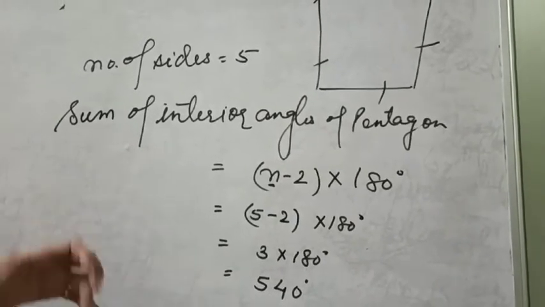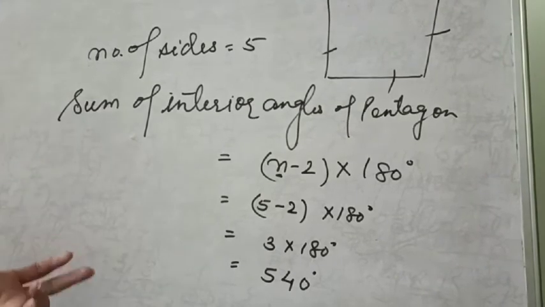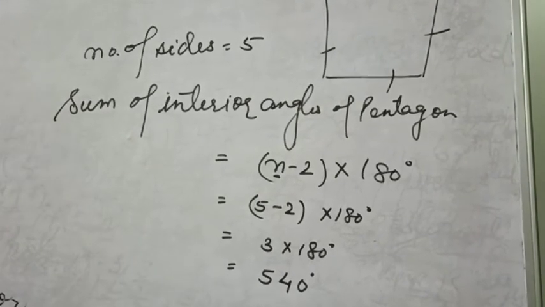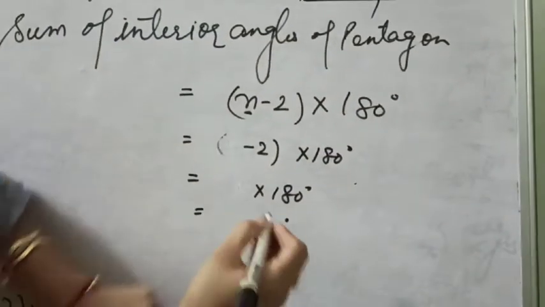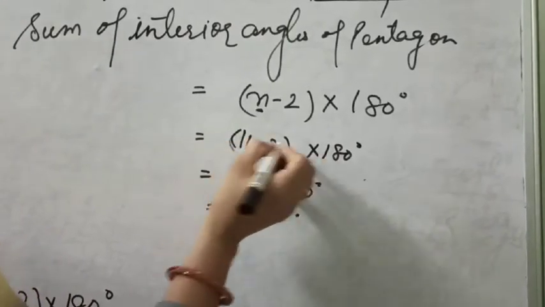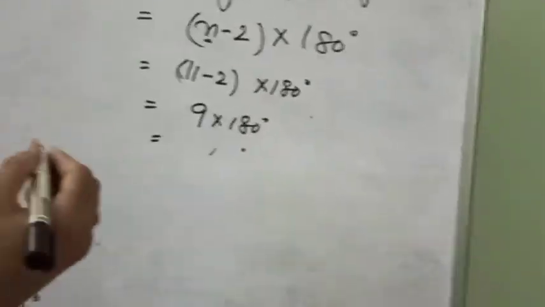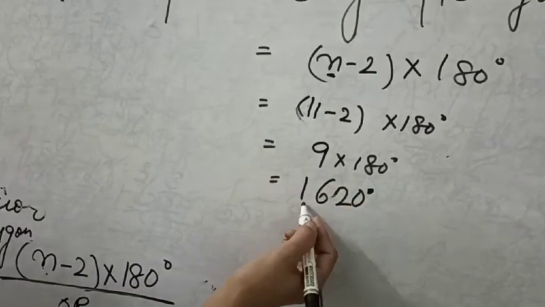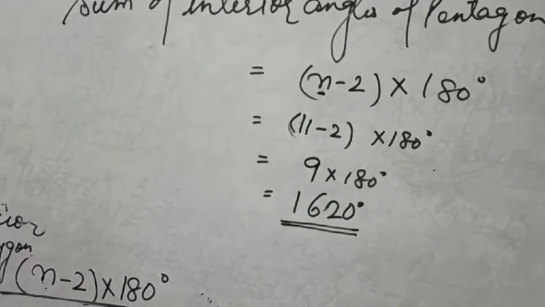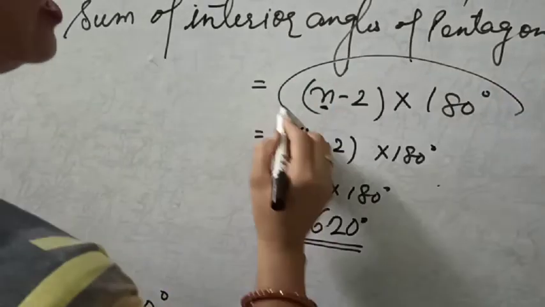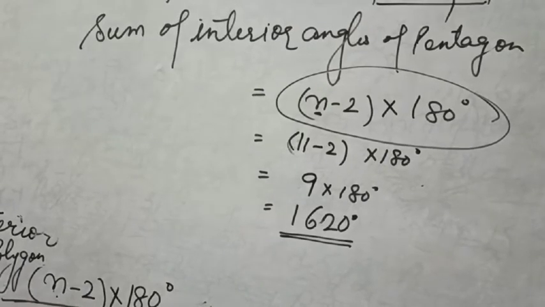Now suppose you have some other polygon. It's given to you that it's an 11-sided polygon. So what will be the sum of interior angles of that polygon? In case I have given you the number of sides as 11, the formula remains the same. So the changes are going to be like this: 11 minus 2. 11 minus 2 is 9, and 18 nines are 1620. So this is the sum of interior angles of an n-sided polygon. By this formula you can calculate the sum of interior angles of any polygon if you know the number of sides.